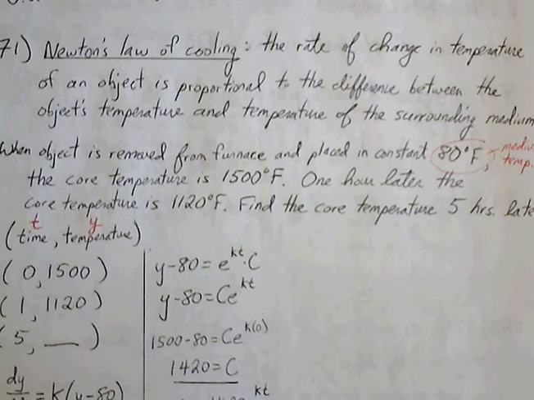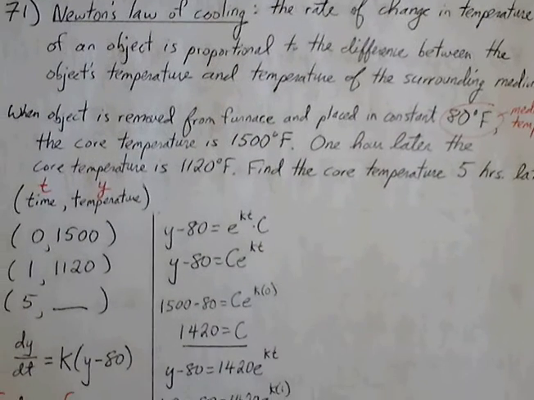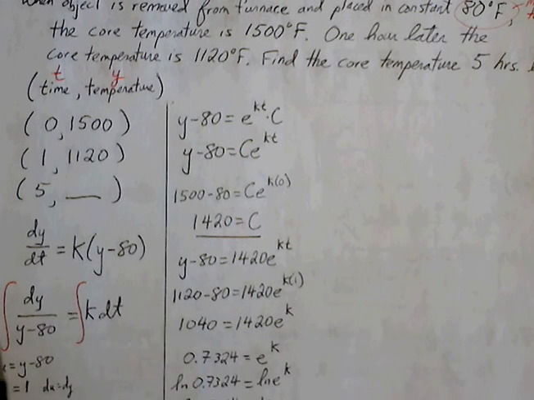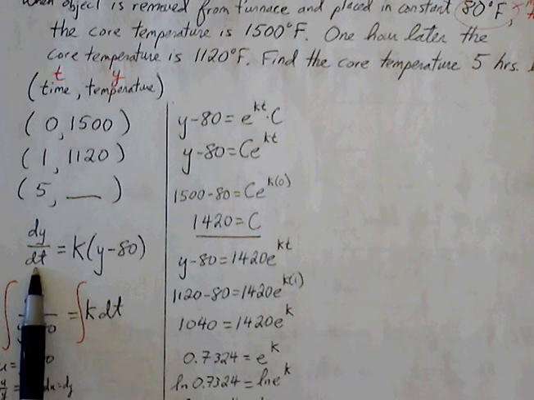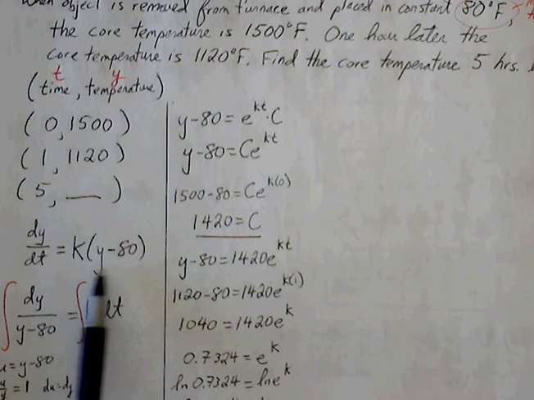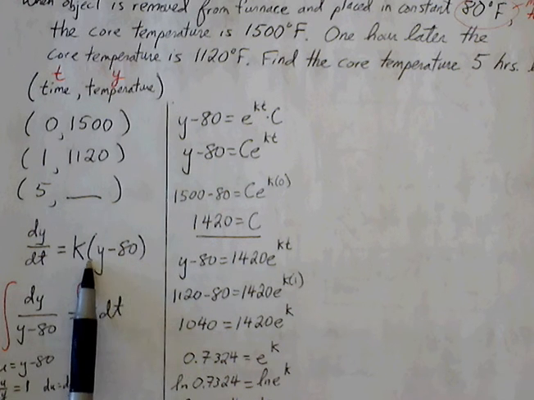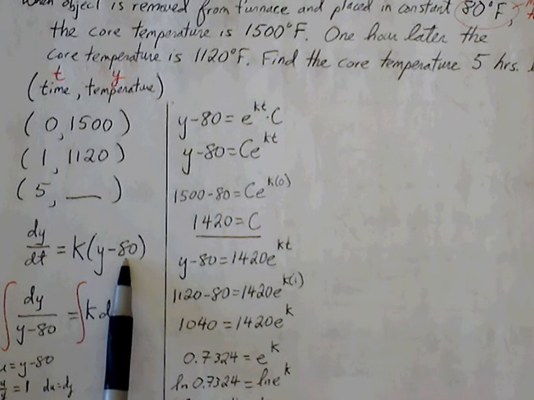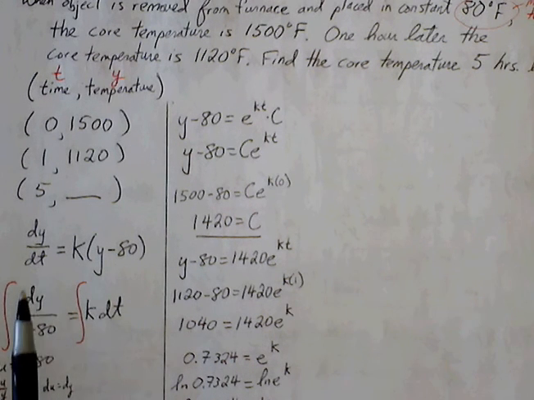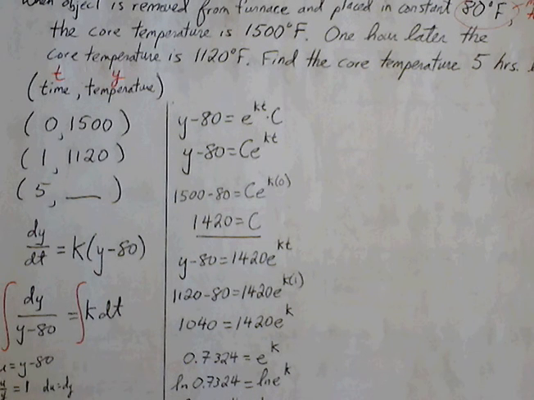With these equations, we're always going to be setting up this way, where the rate of change of temperature is proportional, so k times the difference between the object's temperature and the surrounding medium. So y minus, and the surrounding medium is 80. So this will be the form that you'll be using whenever you see these types of problems. So we have our differential equation.